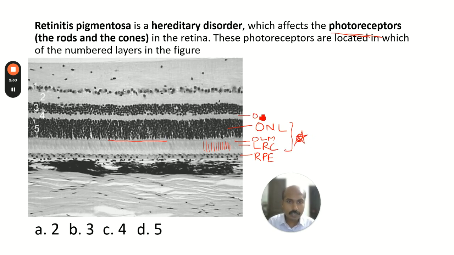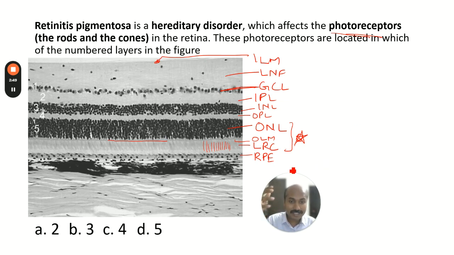Now this is the outer plexiform layer. This is the inner nuclear layer. This is the inner plexiform layer. This layer is the ganglion cell layer, and this is the layer of nerve fibers. And here this will be the inner limiting membrane. Many students remember that the retina is a 10 layered structure. So this is layer 1, 2, 3, 4, 5, 6, 7, 8, 9, and 10. So that is the 10 layered structure.